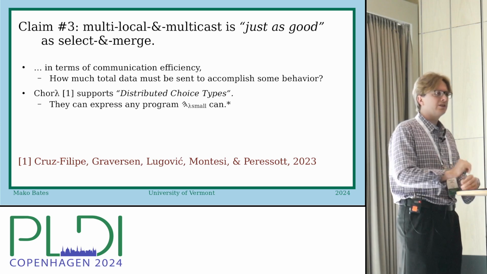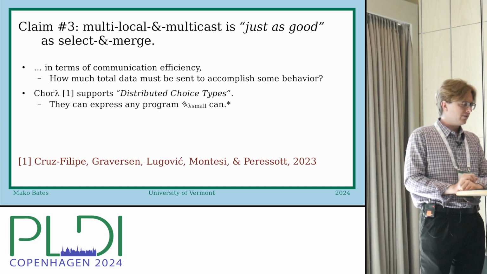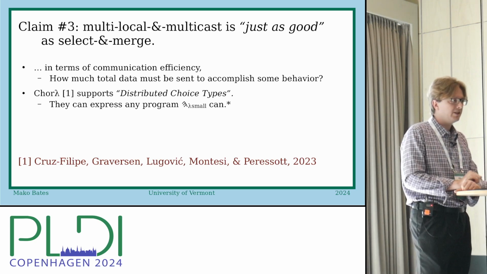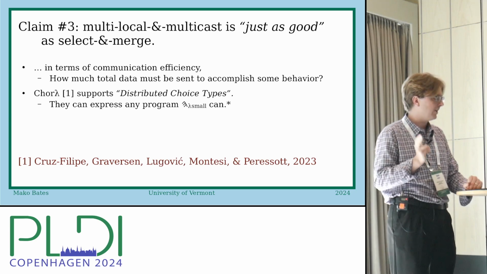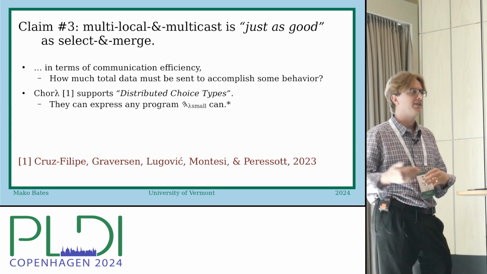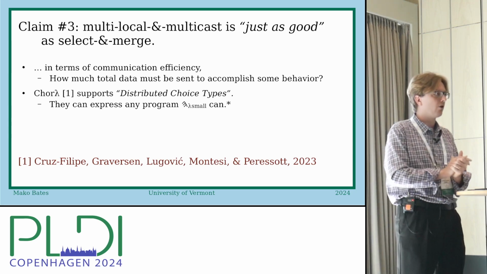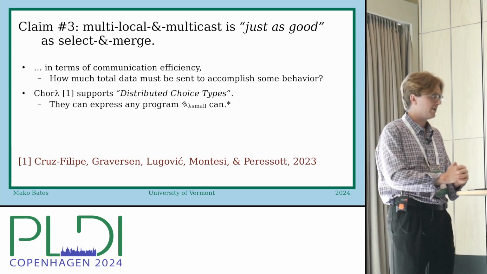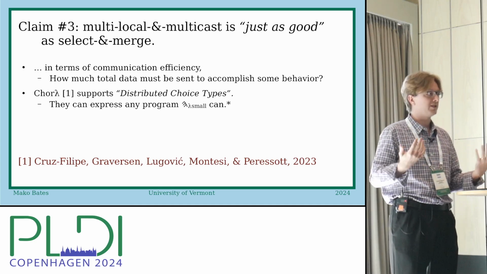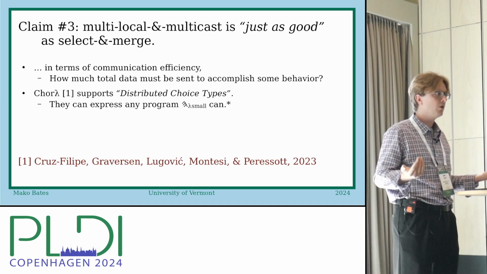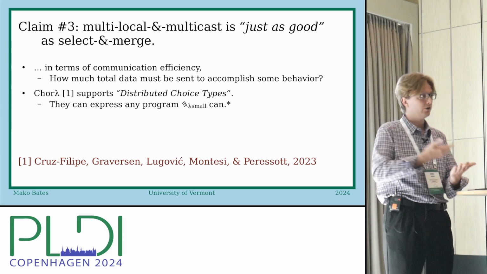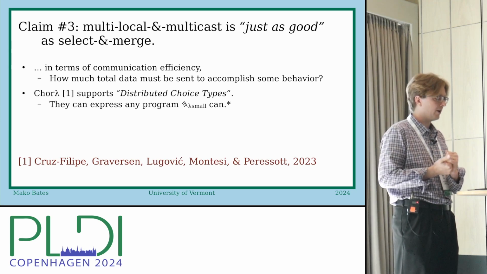So focusing on select and merge, the multi-local, multicast system is just as good. Specifically, I'm speaking in terms of communication efficiency. How much data do the different parties need to send over the wire to each other in order to accomplish some desired behavior? Now, core lambda is able to express these things called distributed choice types, using which any program you can express in klsmall, you can express in core lambda.